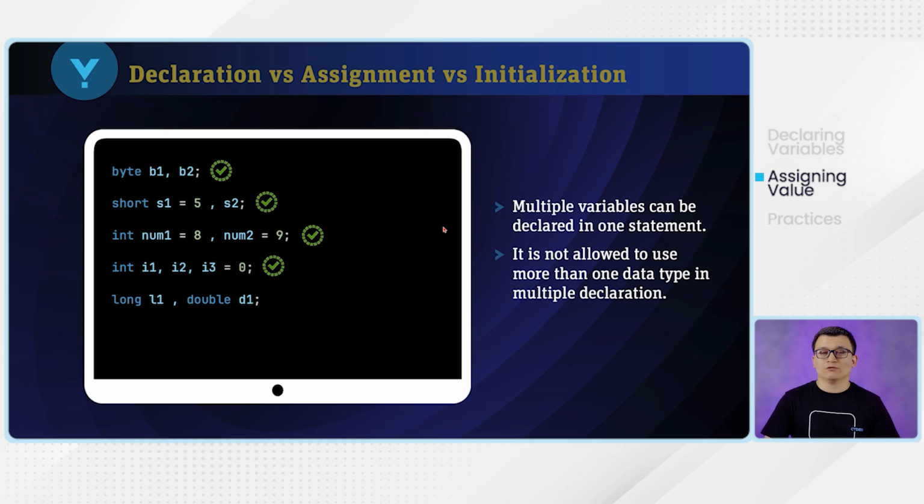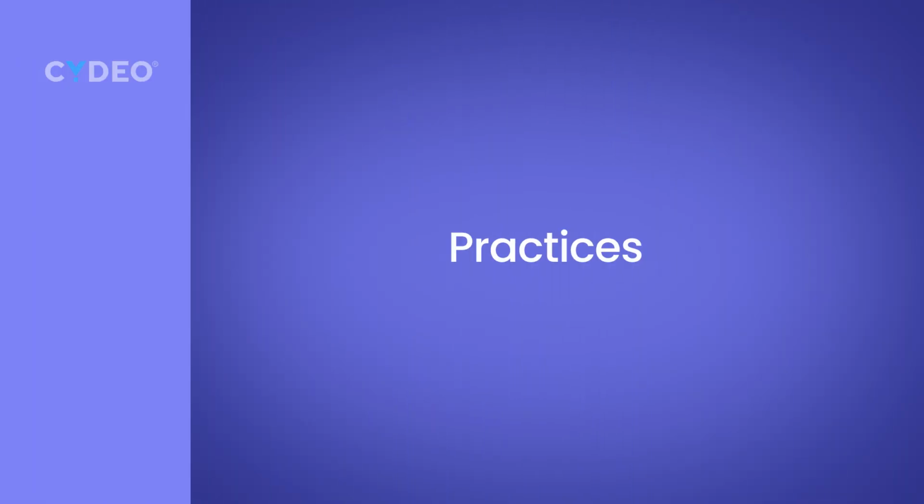Okay? And when you declare multiple variables in one statement, one thing that you need to pay attention to is that it's not allowed to use more than one data type in the multiple declaration. For example, if you need to declare two variables with two different types, then it cannot be declared within one statement. If you try to declare it in one statement, after declaring the first variable with the long data type, for example, and then you give a comma to try to declare a second variable of a different type, then it's going to give you this error.